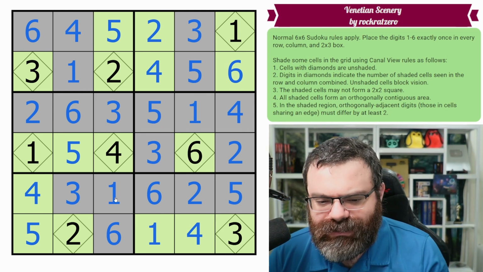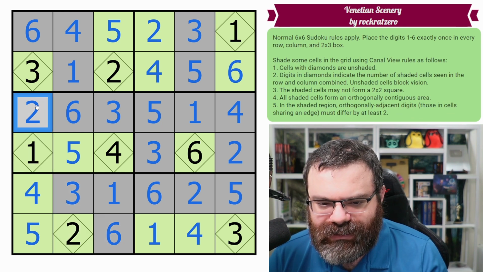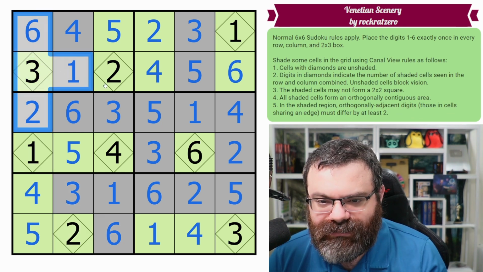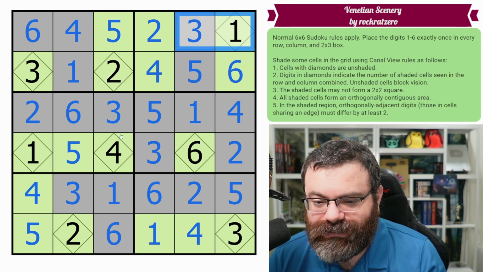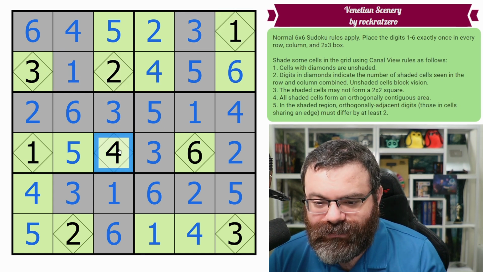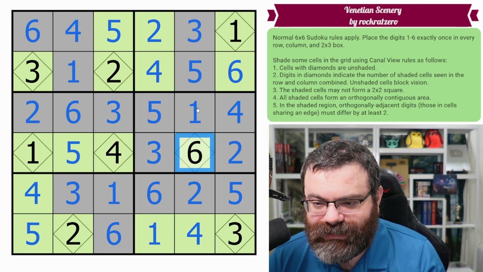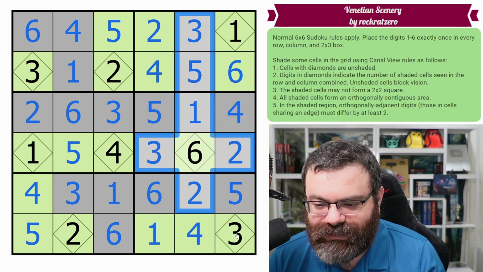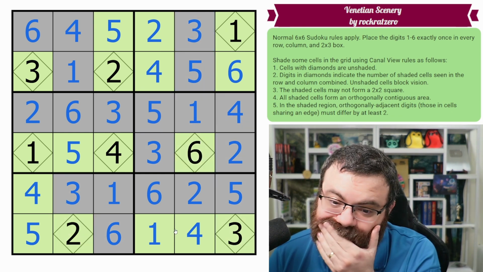Okay, so let's just double check our shading here. This does see 2, this does see 1, this does see 3, this sees 2, this sees 1, this 4 does see 4, okay, good. This 6 sees 1, 2, 3, 4, 5, 6, the 3 sees 1, 2, 3, the 2 sees 1, 2. I think we're good.